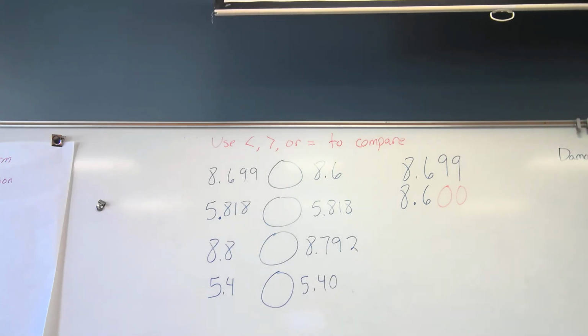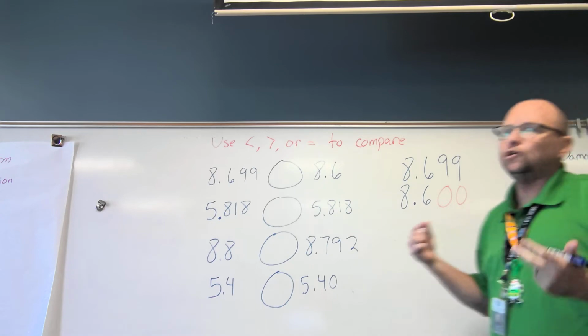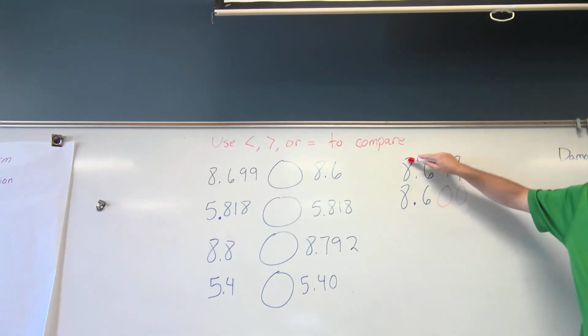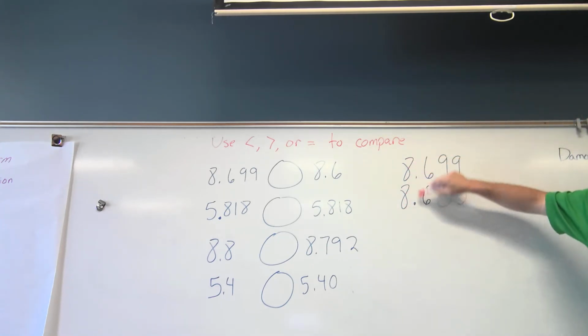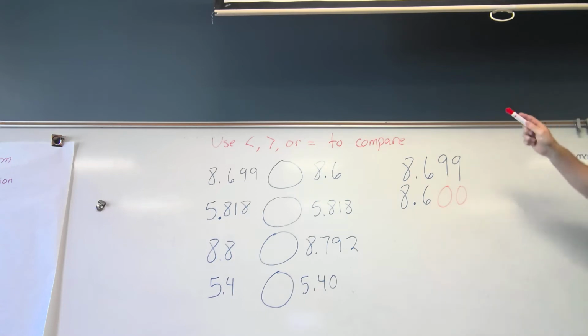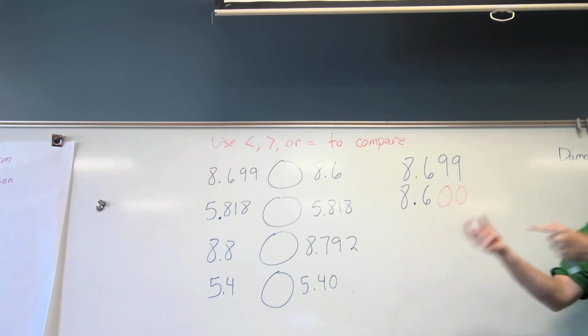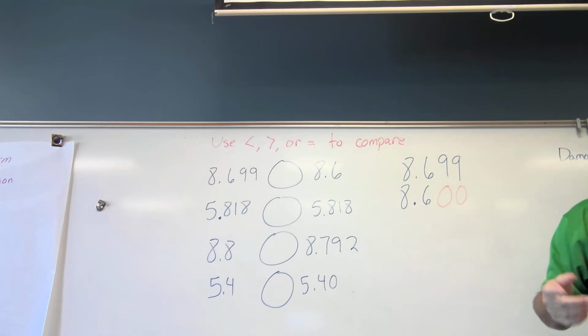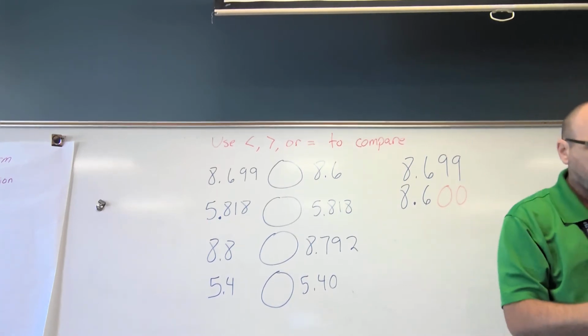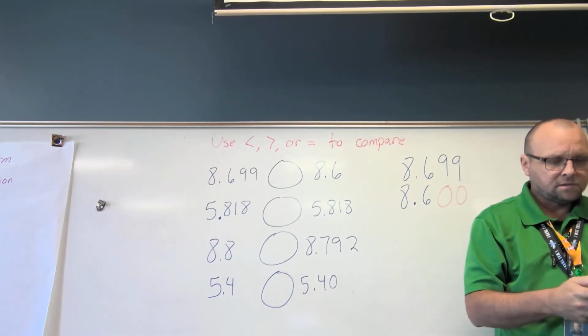So we put these zeros in. We call them placeholders. And that is to help you to make sure you have your ones over your ones, your decimal over your decimal, your tenths over your tenths, your hundredths over your hundredths, your thousandths over your thousandths. You want to make sure you have them lined up because it's easier to compare the numbers. Then we start with our biggest place value.